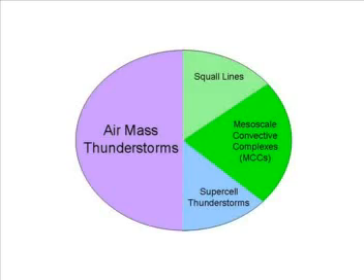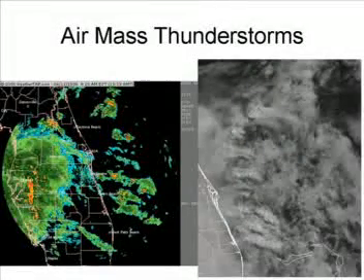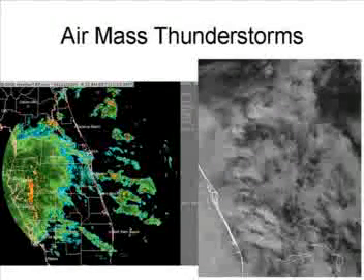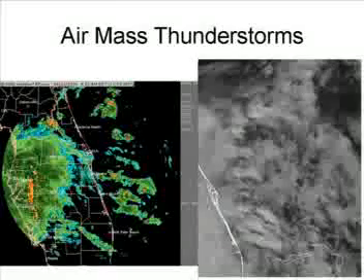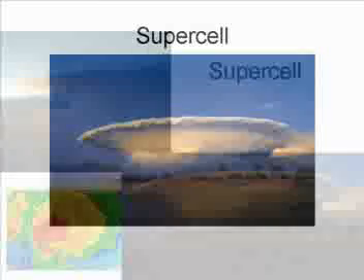Let's just look at a couple examples of each. These are just basic air mass thunderstorms off the coast of Florida, seen on radar on the left and on satellite on the right. They're just little pop-up thunderstorms, little thunder showers. There's no severe weather associated with any of this. Supercell thunderstorms are huge, isolated thunderstorms. They are monsters. They last for hours. They have these huge anvils. They are often associated with tornadoes.